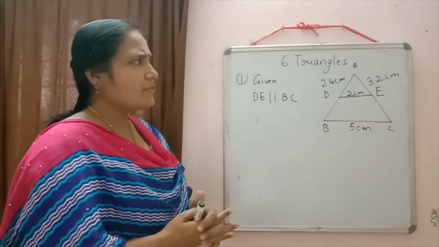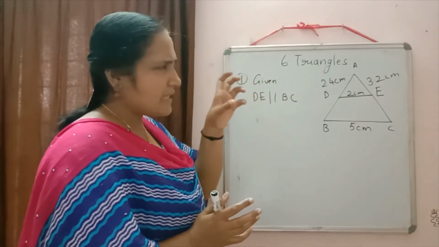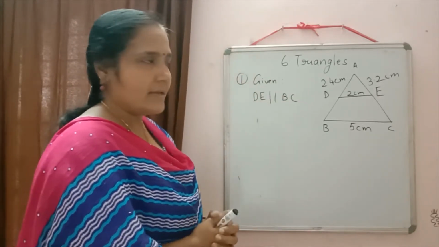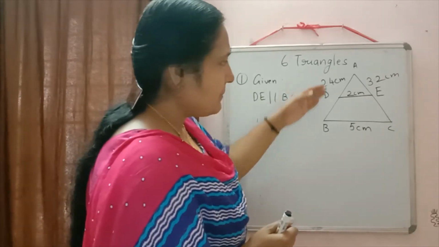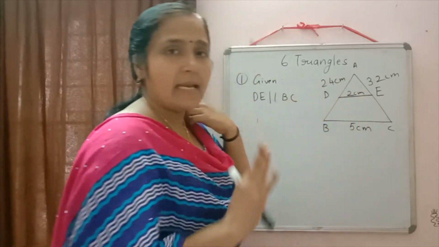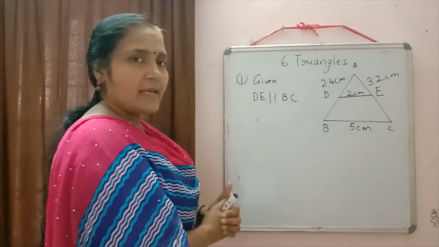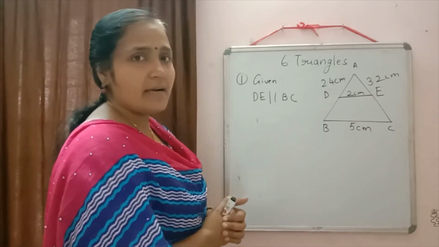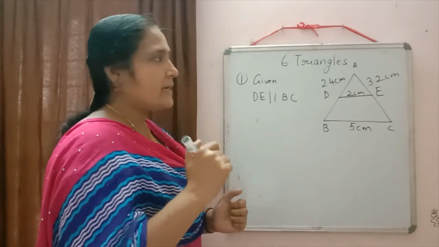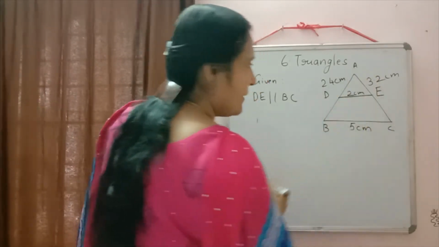So we'll check these types of questions. I think in the previous class we did some questions related to BPT, where we used AD by DB. But here DB and EC both are not given. So are you able to find out two triangles in the given figure? Yes, we have two triangles here, that is triangle ADE and triangle ABC.